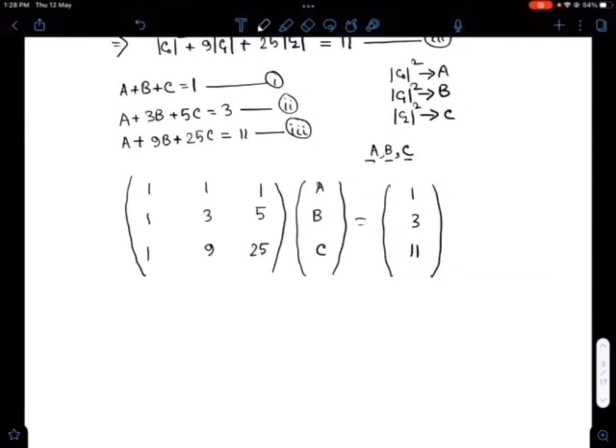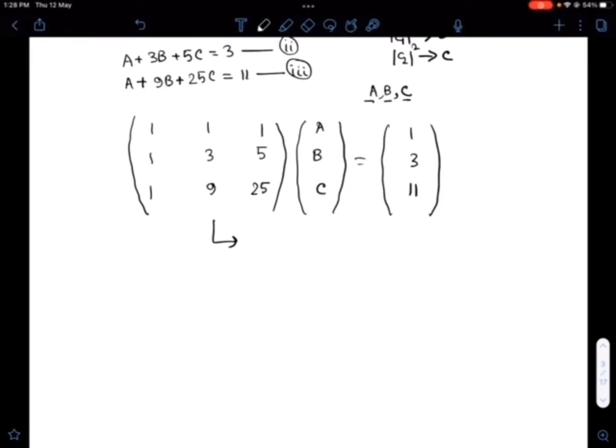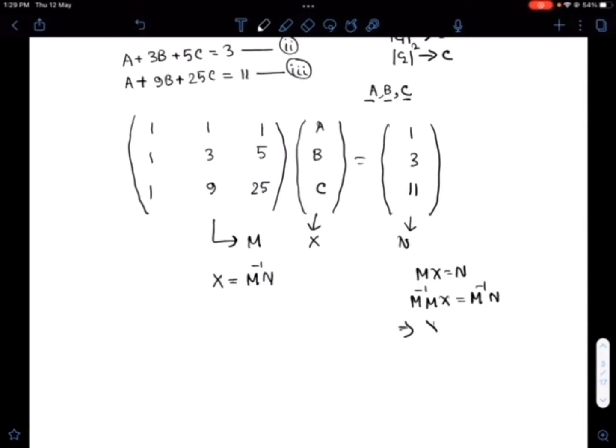I am not solving this in detail now. What you have to do is find the inverse. If we call this matrix M, call this X, and call this N, we just have to find M inverse. How are we getting this? Because we have MX equal to N. If we multiply both sides by M inverse, then we can find X as M inverse N.